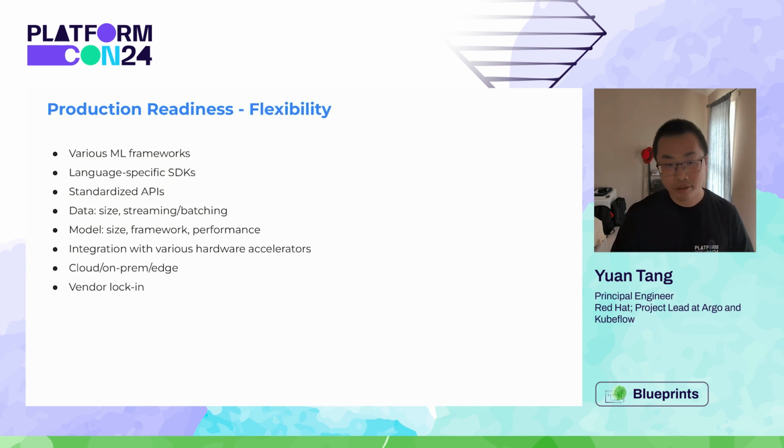The next element is flexibility. Whether your AI platform supports multiple machine learning frameworks like TensorFlow, PyTorch, and XGBoost, or whether it only supports one model framework, and whether your data science team needs different language SDKs, or whether they need standardized APIs such as OpenAI APIs for model inference.